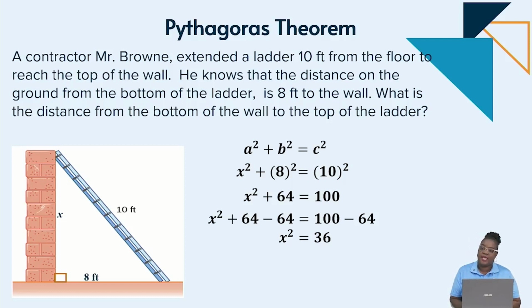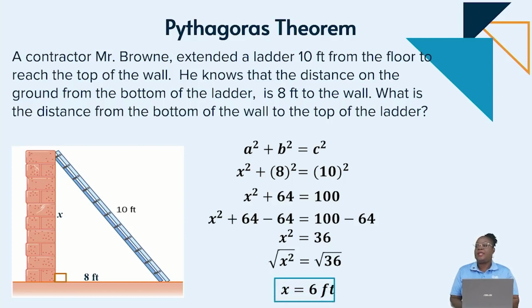Whatever is done on one side must be done on the other side of the equal sign of the equation. So the square root of x squared and 36 is equal to 6 feet. When we multiply 6 by 6, we get 36. When we multiply x by x, we get x squared. So the square root of x squared and 36 is x equals 6 feet.